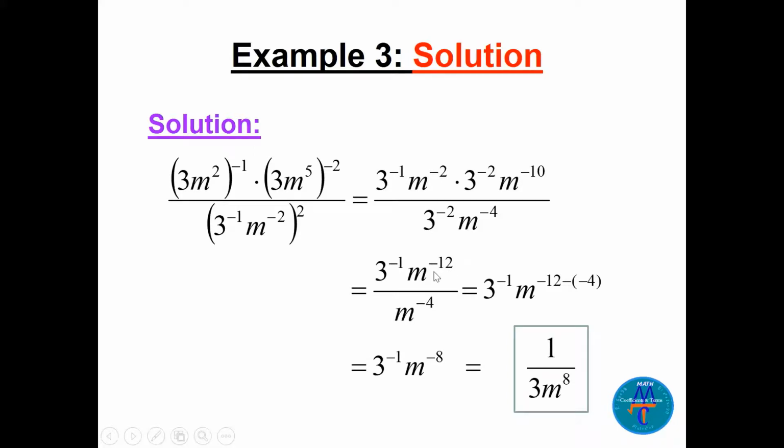Here, minus 4. Now, when you have division, remember formula number 2, law number 2? Division, you subtract. Minus 12 minus minus 4. So minus 8. Now, look at the answer here. Usually, you have to leave the answer in positive exponent. So this is altogether 1 over 3m to the power 8.